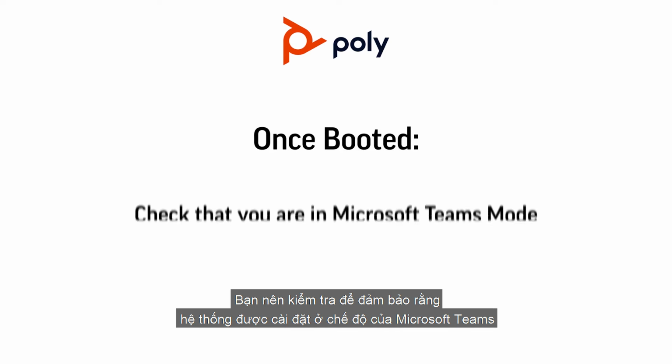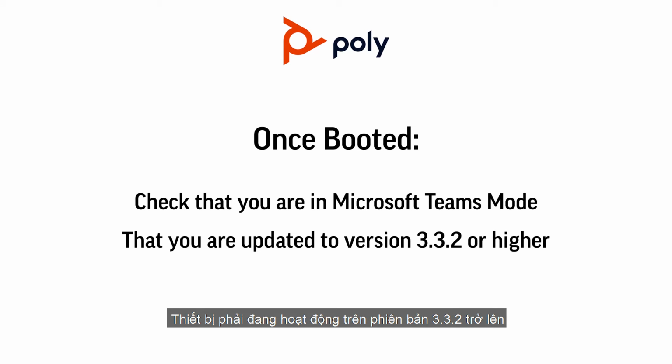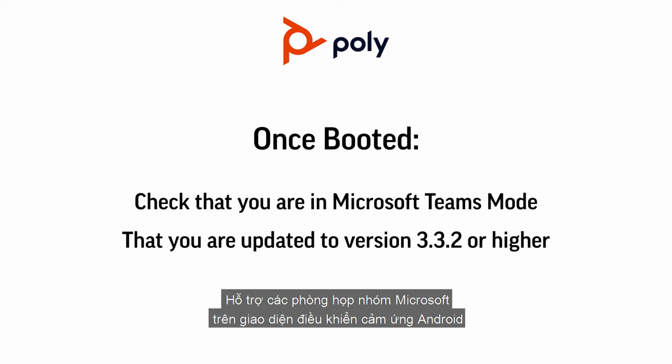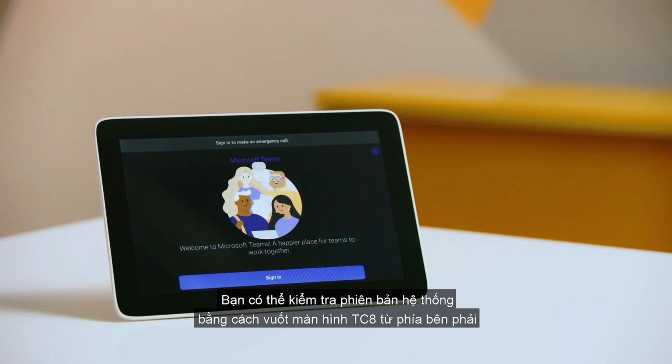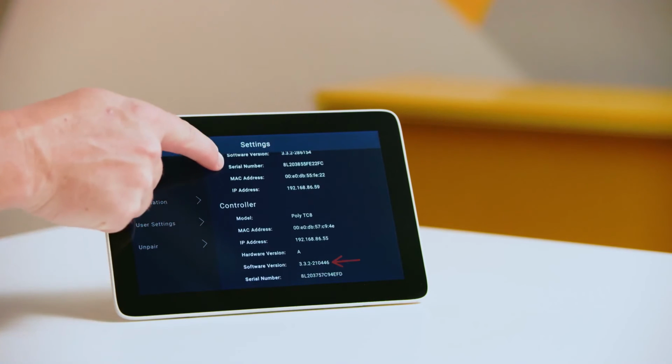If you don't have a PoE-enabled network port, you'll need to use a separate power injector kit, which is not included. When the Studio X30 boots up, you should check to ensure that the system is configured in Microsoft Teams mode and that it's running on version 3.3.2 or higher, which supports the Microsoft Teams Rooms on Android touch control interface. You can check the system version by swiping the TC8 screen from the right side. Go to Device Settings to see the current firmware version.